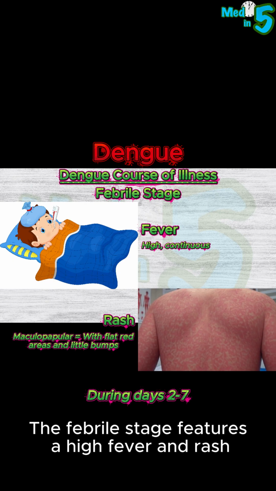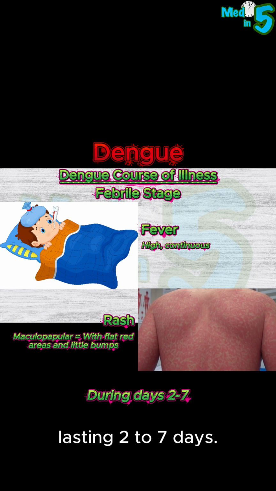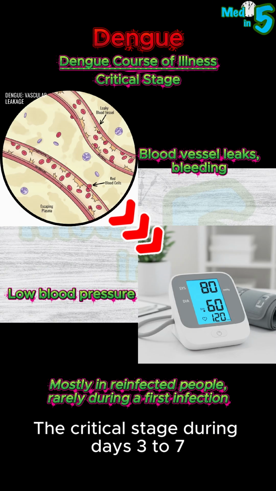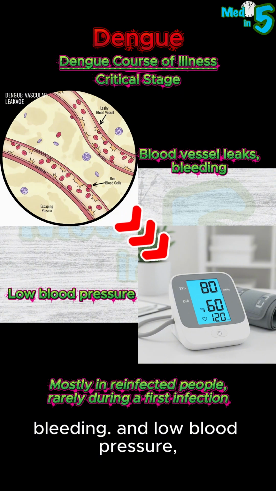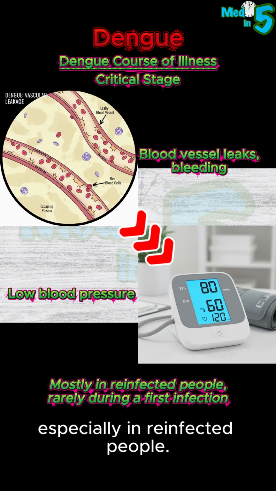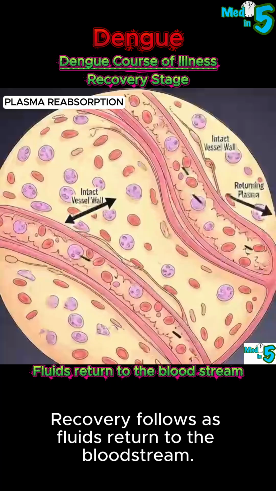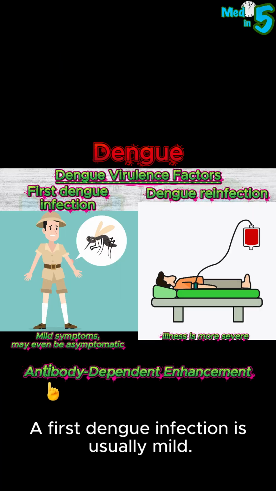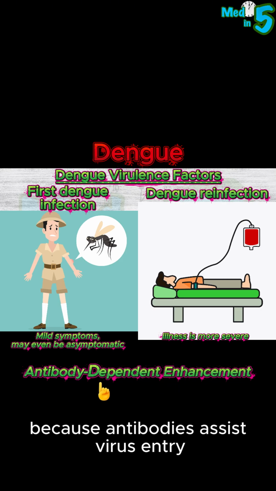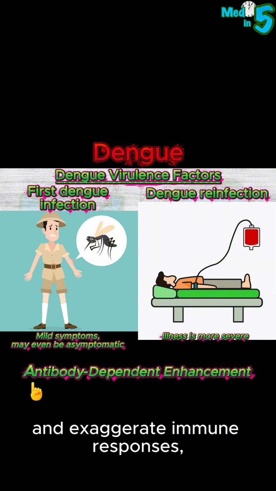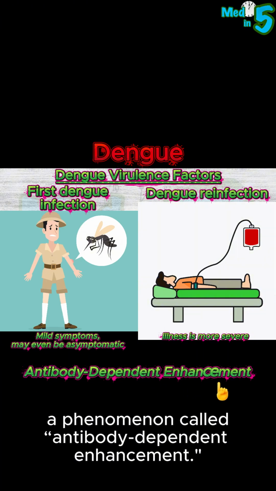The febrile stage features a high fever and rash lasting 2 to 7 days. The critical stage during days 3 to 7 may cause blood vessel leaks, bleeding, and low blood pressure, especially in reinfected people. Recovery follows as fluids return to the bloodstream. A first dengue infection is usually mild. Reinfection can cause severe illness because antibodies assist virus entry and exaggerate immune responses, a phenomenon called antibody-dependent enhancement.